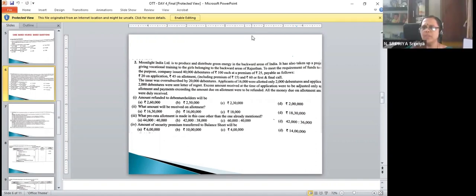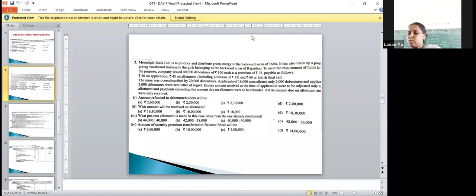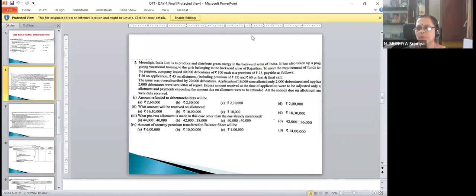See, out of 40,000 debentures, 16,000 debentures are allotted 2,000 debentures. So from 40,000, subtract the 2,000, 38,000 debentures have to be allotted. Other than that, there is another 2,000 debentures also. Totally, out of 20,000 excess, we are accounting for only 16 plus 2, 18,000. That means we are making an adjustment for the whole thing.